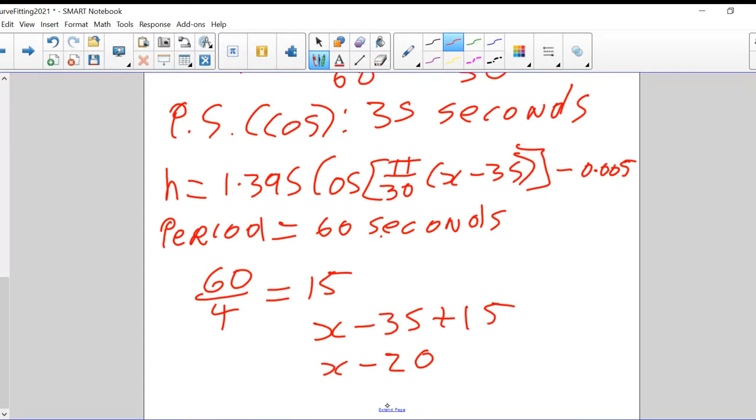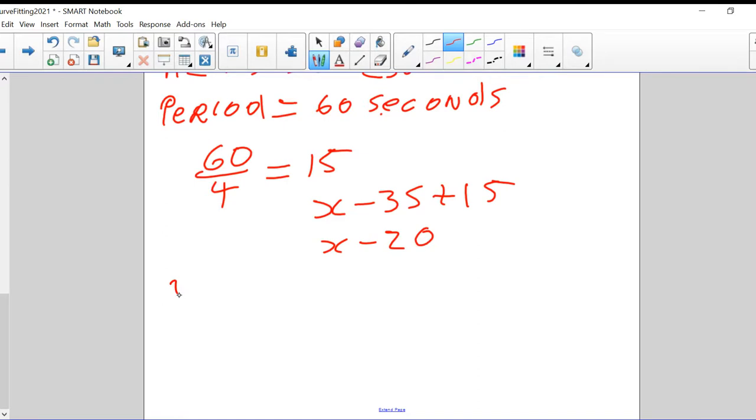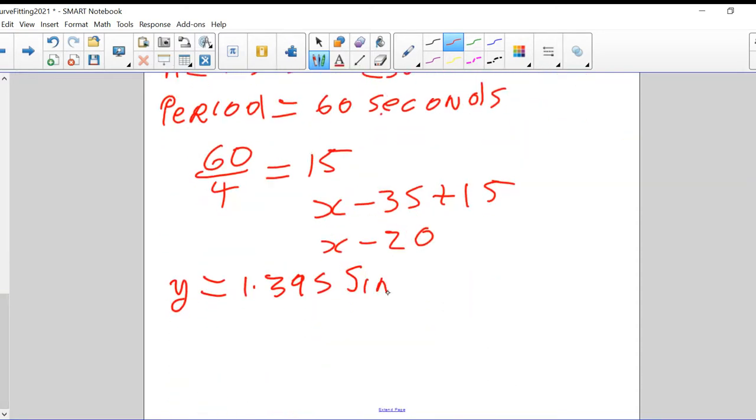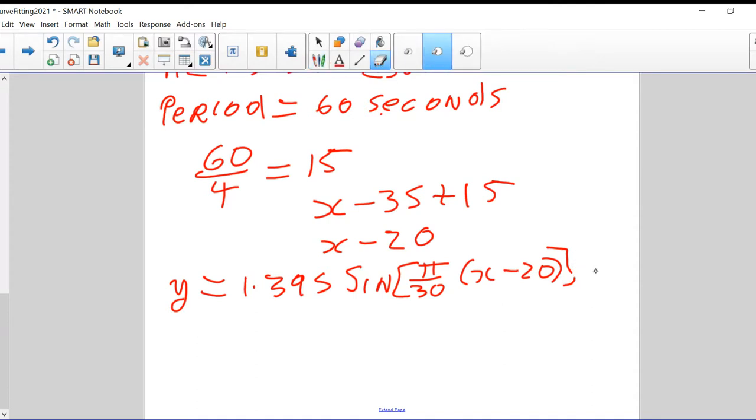So here comes my sine function. Everything else is the same. So it's still 1.395, same as before. Now it's sine, it's still pi over 30, but now it's going to be x minus 20, minus 0.005. I keep putting plus, it's not plus, it's minus.